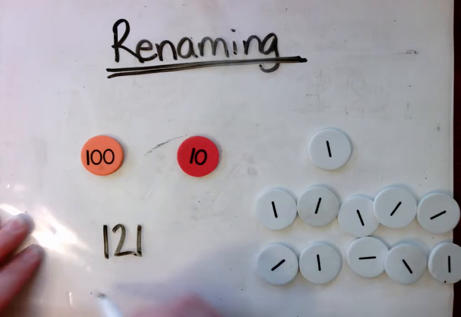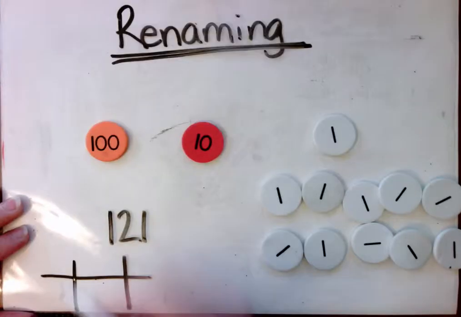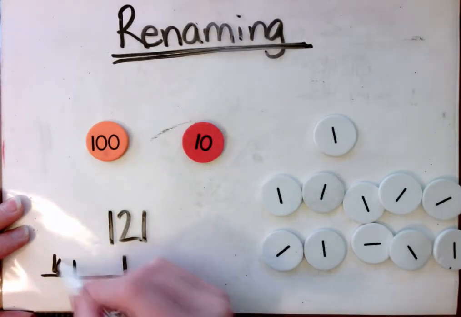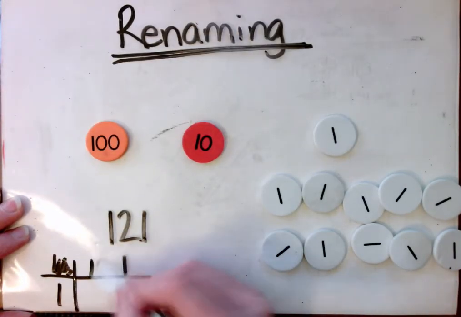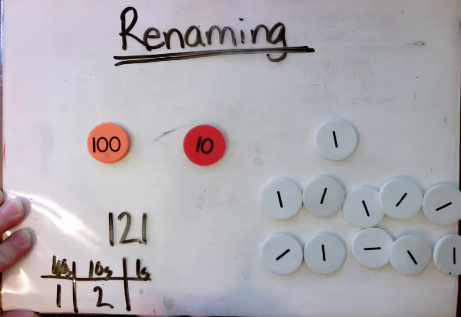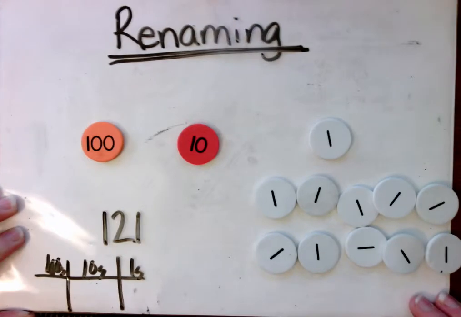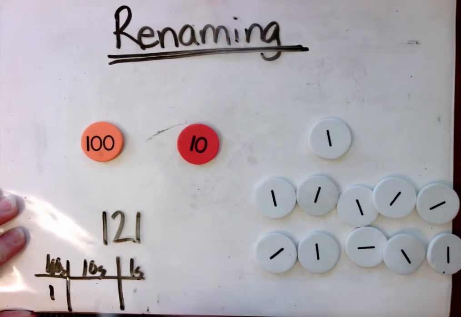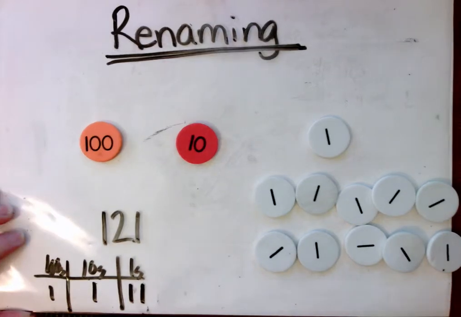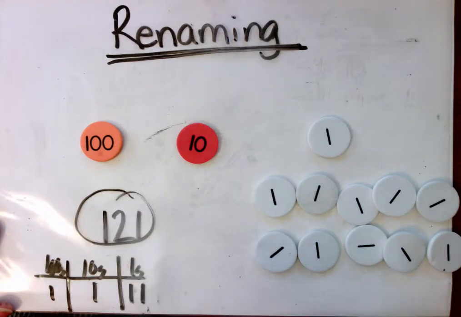So, on a place value chart, I could have 100, 2 tens, 1 one, or in the case of how I just changed my chips, my discs, I now have 100, 1 ten, and 11 ones. It still has the same value. I just renamed my 121.